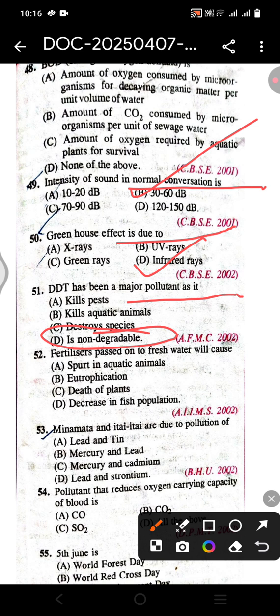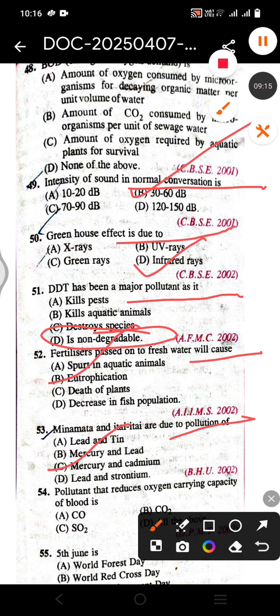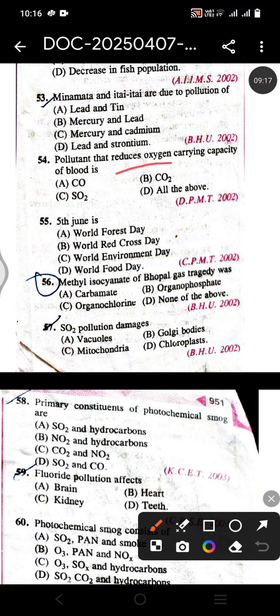Fertilizer passed on to fresh water will cause eutrophication. Minamata and Itai-itai are due to pollution of mercury and cadmium. Option C is correct. The pollutant that reduces the oxygen carrying capacity of blood is carbon monoxide. Option A. 5th June is World Environment Day. Methyl isocyanate of the Bhopal gas tragedy was a carbamate.